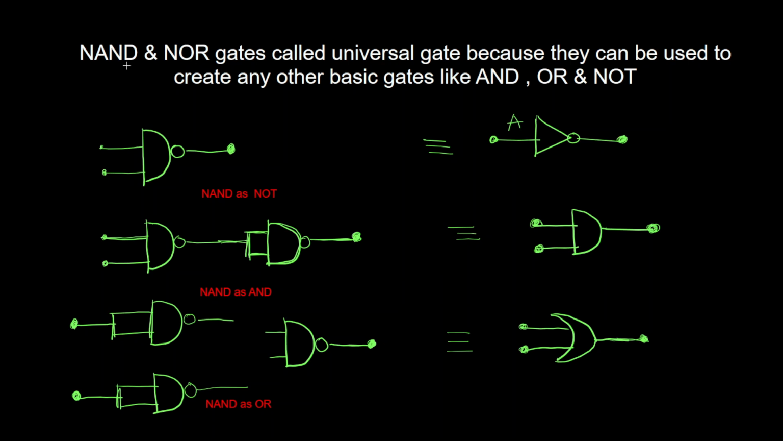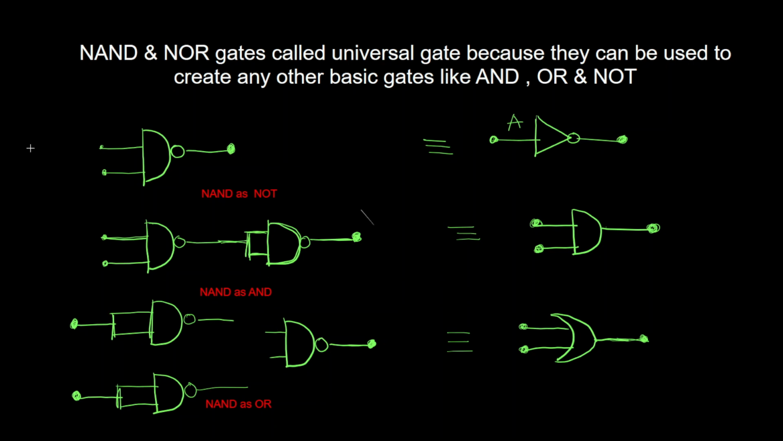You can see on the screen it is written that NAND and NOR gates are called universal gates because they can be used to create any other basic gates like AND or NOT gate. That means using only NAND gates you can construct a NOT gate, an AND gate, and an OR gate.